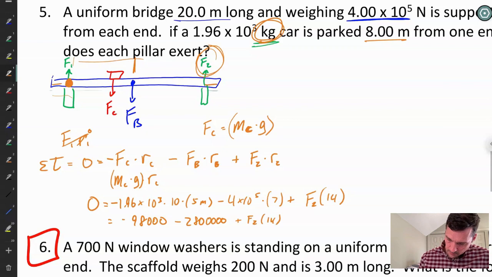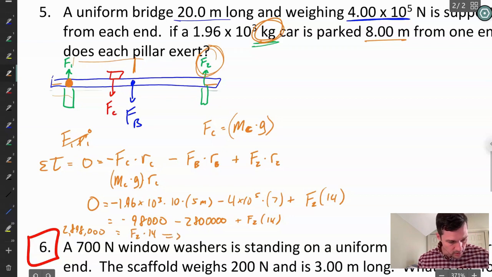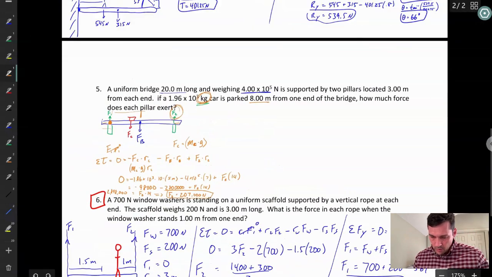So we've got, on the left-hand side, 2,898,000, and on the right-hand side, we've got F2 times 14. So divide both sides by 14, and we get F2 equals 207,000 newtons. Did I get that right? Who knows? There's no answer there.